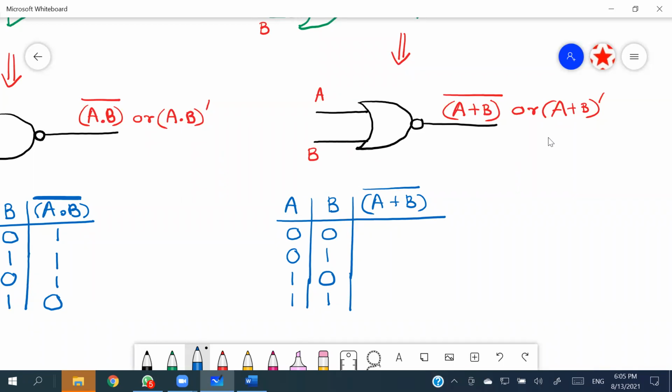So 0 plus 0 gives you a 0. Once you invert it, it becomes 1. 0 plus 1 gives you a 1. Once it is inverted, it gives you a 0. 1 plus 0 gives you a 1. Once it is inverted, it gives you a 0. 1 plus 1, according to Boolean algebra, we know the answer is 1, not 2. Once it is inverted, again, it gives you a 0. So that gives you the truth table of the NOR gate.